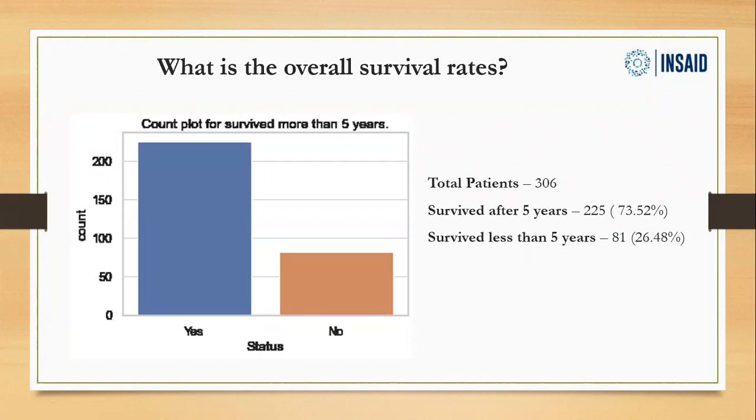What is the overall survival rate? In this graph, you can see the blue region denotes the patients who had a long survival, and the orange region denotes the patients who had a short survival. The majority of the graph is covered by the blue region. On the right side, you can see that out of 306 patients, 225 patients come under the long survival category, which is around 73.52%, and for the short survival, 81 patients come into the short survival category, which is 26.48%.